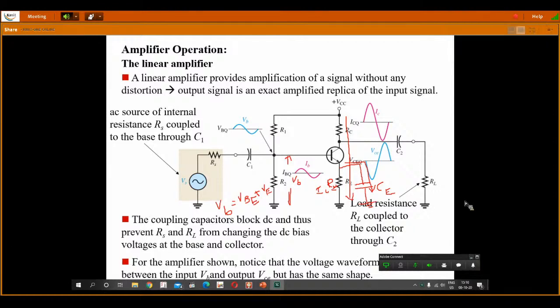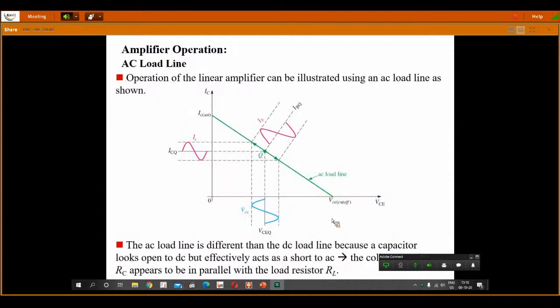Now, the AC load line. In the same manner as we drew the DC load line, we have to draw a line on the output characteristics, taking VCE at its maximum and the collector current on the y-axis at saturation. On this, the AC signal is superimposed.